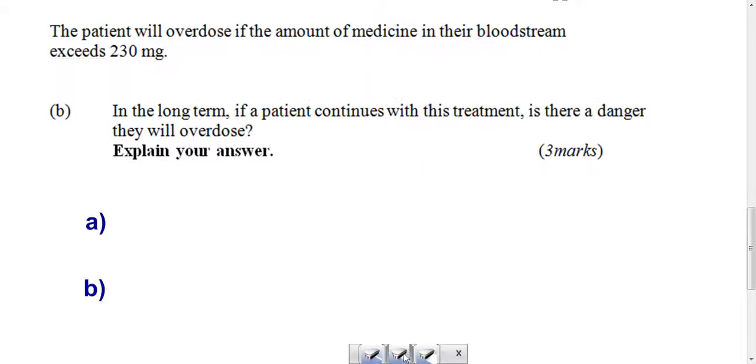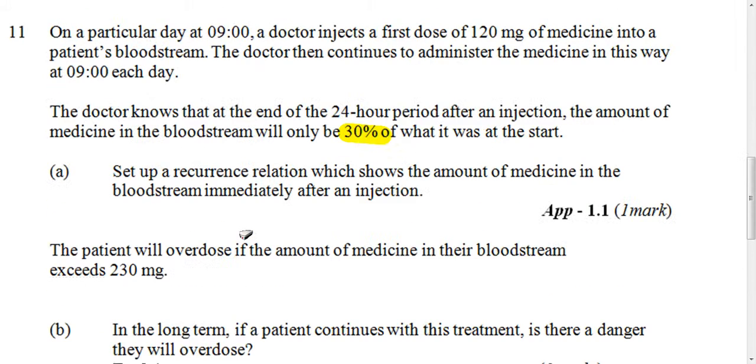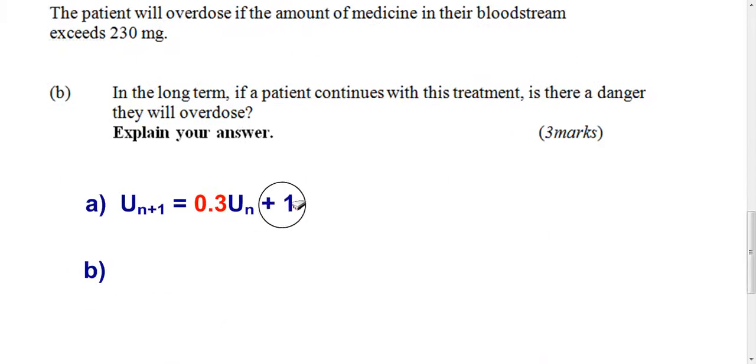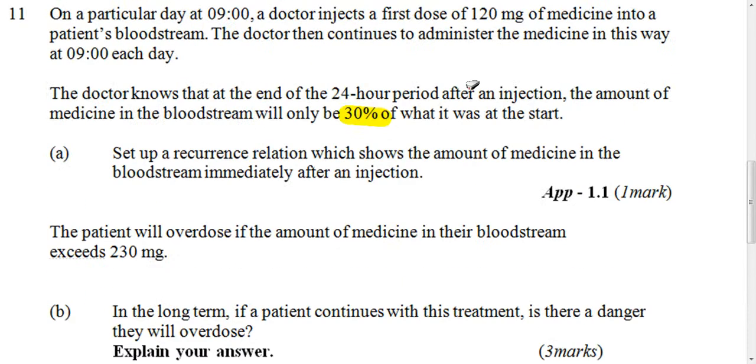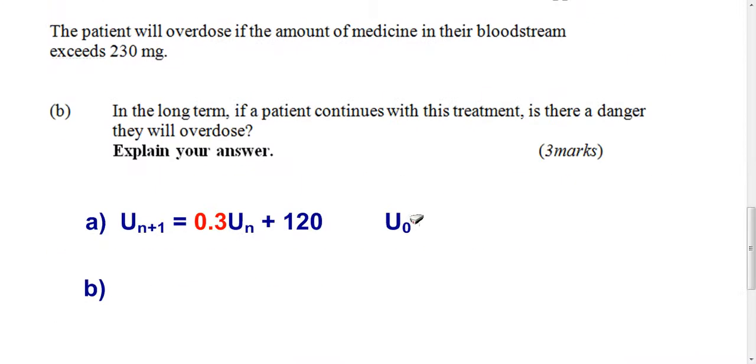So we'll go down to answer that here. So 0.3 U of n, and we also know that the person is getting 120 milligrams of medicine each day at 9 o'clock. So on your recurrence relation, you want to add on 120. Just a point to note, the initial value here is the 120 in the first dose there.